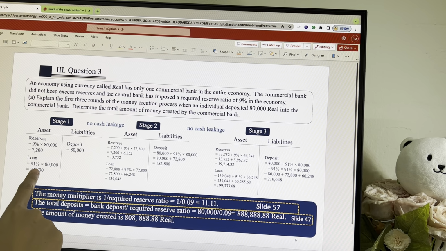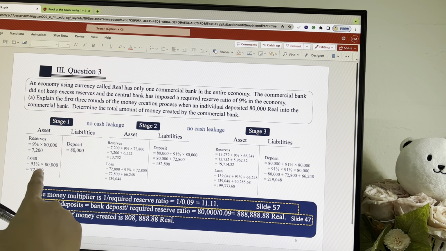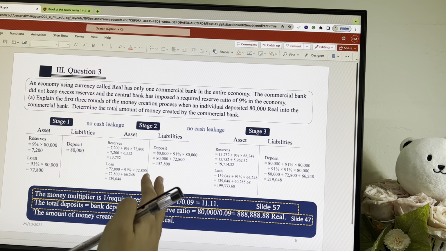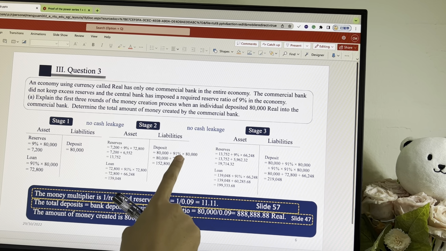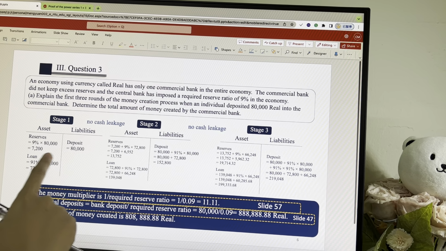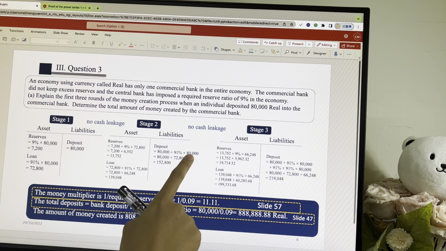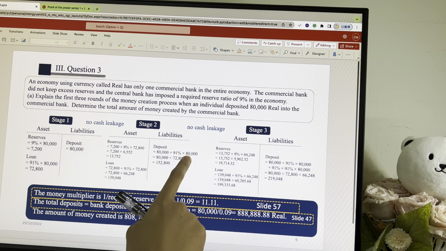Then this loan is got by somebody and spent out, and then it's redeposited into this bank. So we can see there is an increase, which is this 91% of the initial deposit. Okay, this is a second stage.